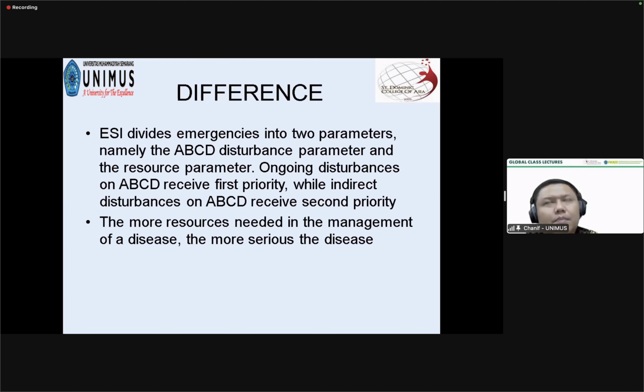And how about the difference between all these models? ESI divides emergency into parameters, namely the ABCD, airway breathing circulation disability disturbance parameter, and also the resource parameter. Ongoing disturbance of airway, breathing, circulation, disability receives first priority, while indirect disturbance of ABCD receives second priority. The more resources needed in the management of disease, the more serious the disease. That is for the ESI.